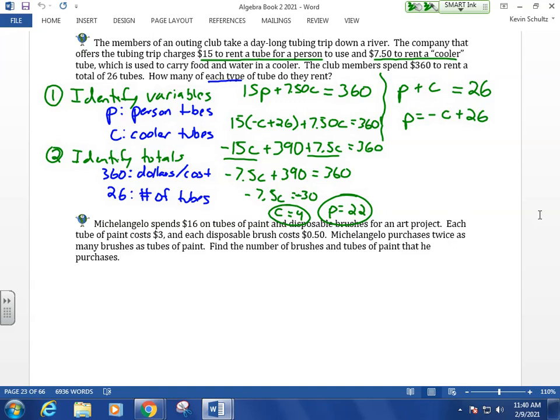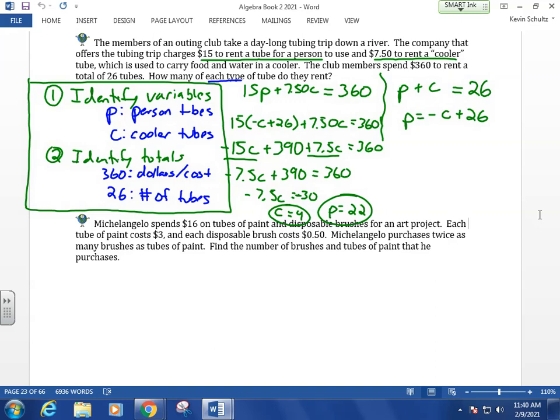Questions on this? How are we doing? Okay, if your thumbs are down, really take this to heart here, right? Look at those 2 beginning steps. What are my variables? What are my totals? It's easy to read a situation and just be kind of overwhelmed with all of it. So start small. What are my variables? What are my totals? And from there, build your equation.